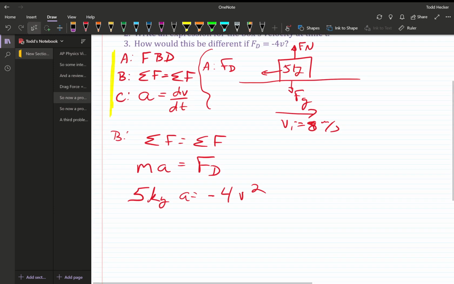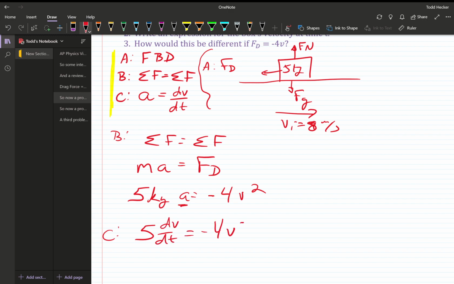All right, and then step C, we're just going to substitute acceleration. So you get 5, a becomes dv/dt, equals negative 4v squared. There you go. That is the answer to number 1. Okay, that is our differential equation.